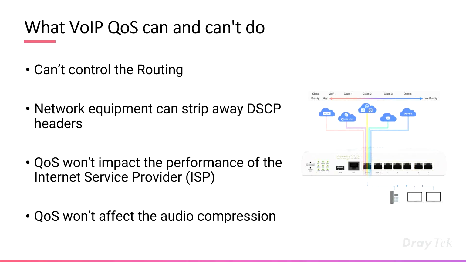QoS won't impact the performance of your internet service provider, ISP. In general, ISPs govern download and upload speeds, and this affects, obviously, the phone quality during peak time use.